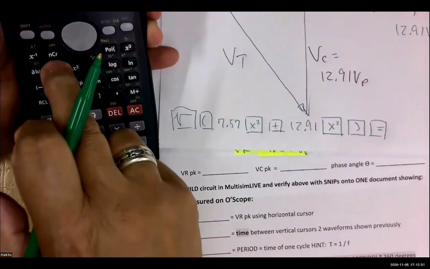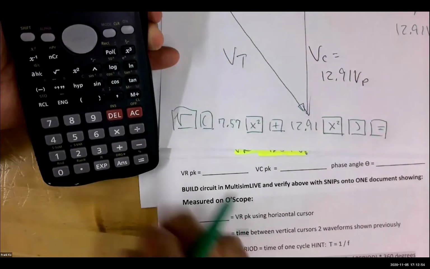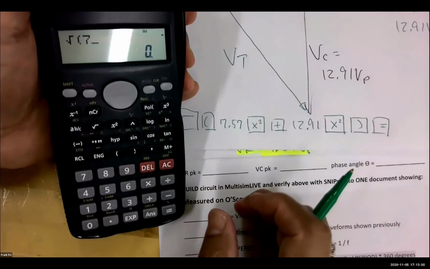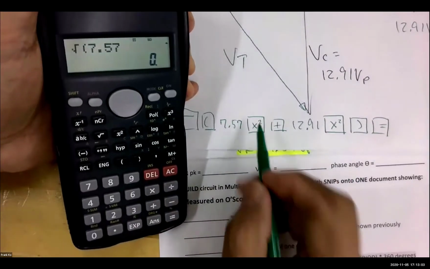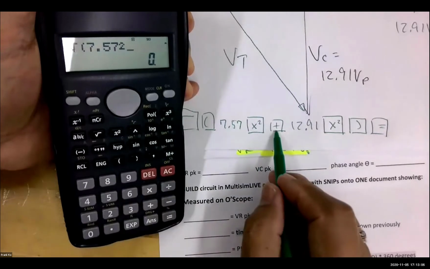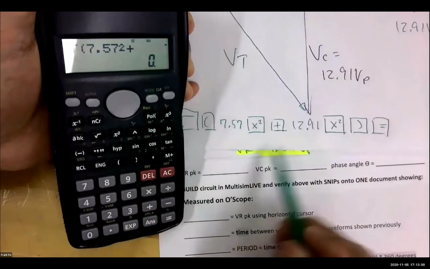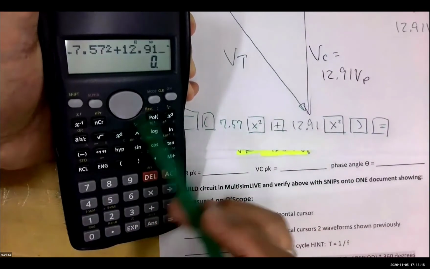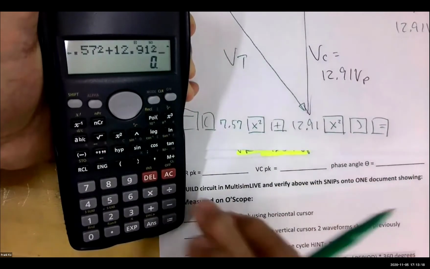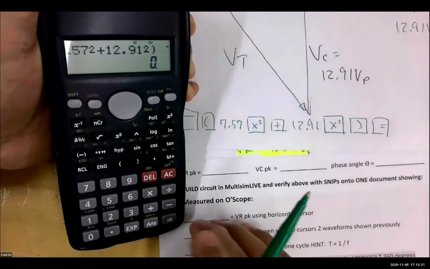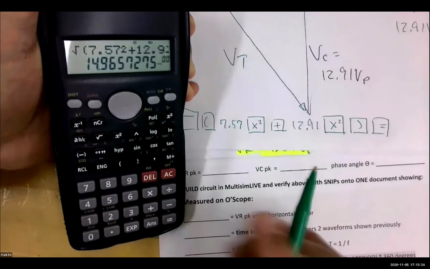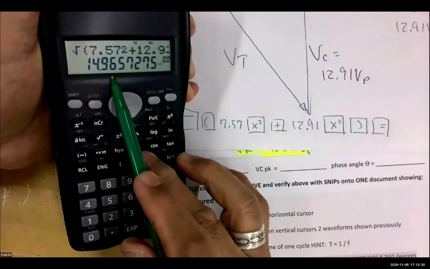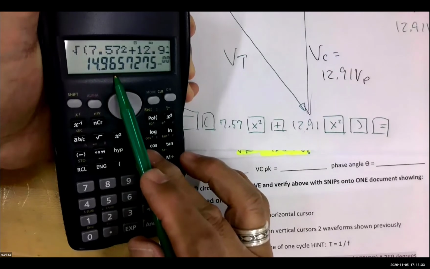If we follow that keystroke sequence, let's see what happens. Clear. Right here, square root, open parentheses, 7.57, and I'm going to square it, so x squared right there. Hit plus. Next one is 12.91, and I'm going to square it, followed by close parentheses, then followed by equals. Boom, enter. Do I end up with something really close to 15 volts? 14.97.